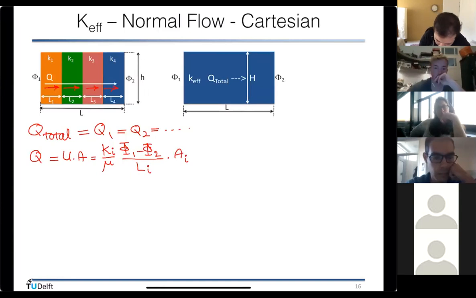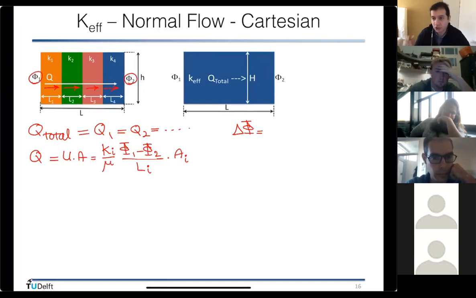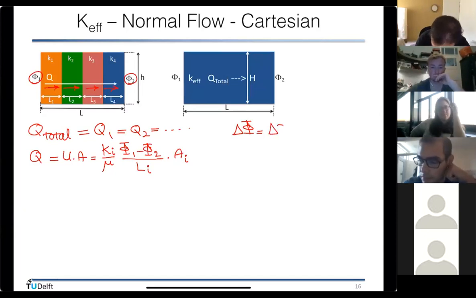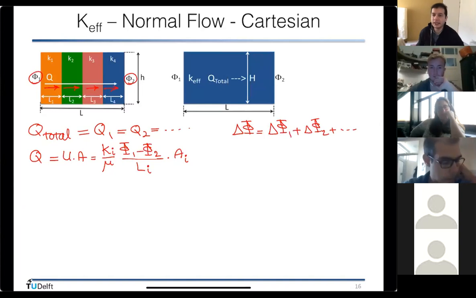What can we say about the potential drop? Here I have phi 1 and phi 2 across the entire sample, right? Can I say that the total potential drop, which is the potential drop between 1 and 2, and if it's horizontal, then the pressure drop across my sample, would actually be equal to the drops that happen in layer 1, in layer 2, and in all other layers?